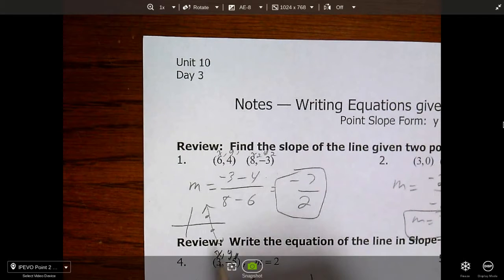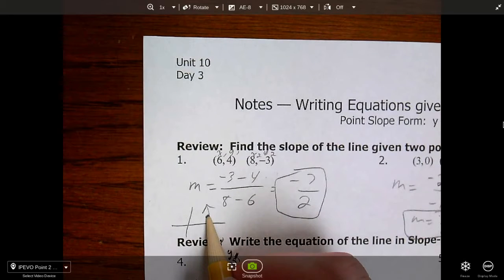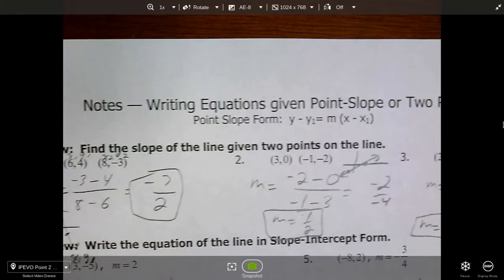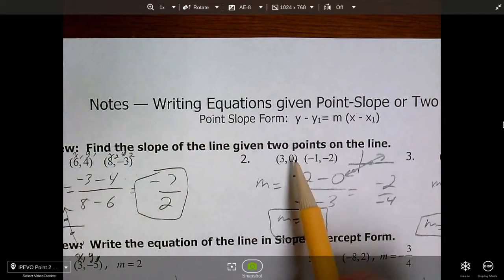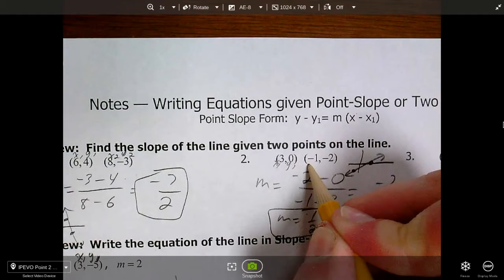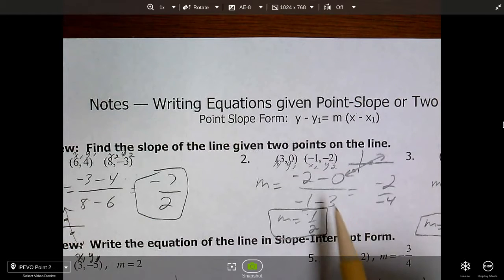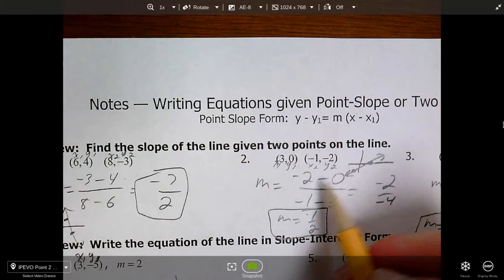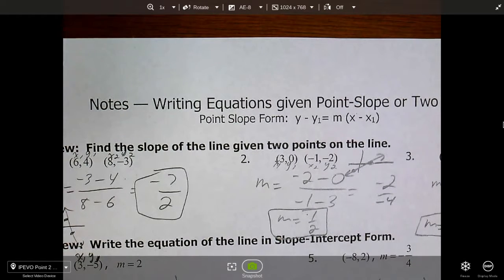Now I do this real quick just to check that. Because if I say 6, 4, somewhere in that area, and then 8, negative 3, I'm going over it, and it looks like it would be a negative slope, correct? All right, so the next 2 points, I took negative 2 minus 0. So again, that's x1, y1, x2, y2. Negative 2 minus 0 over negative 1 minus 3, which is negative 2 over negative 4. Divide those, you get positive 1/2. And again, 3, 0 would be a point right here. Negative 1, negative 2 would be over here, so that would be a positive slope, which actually matches up with that.